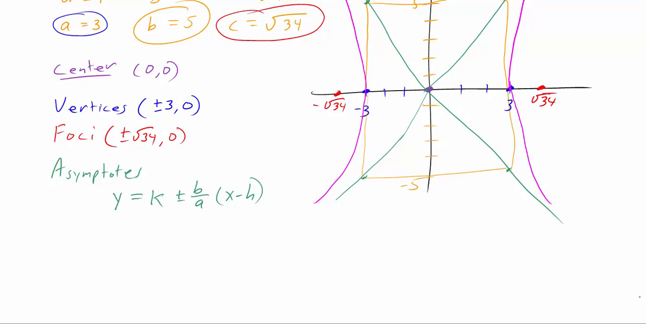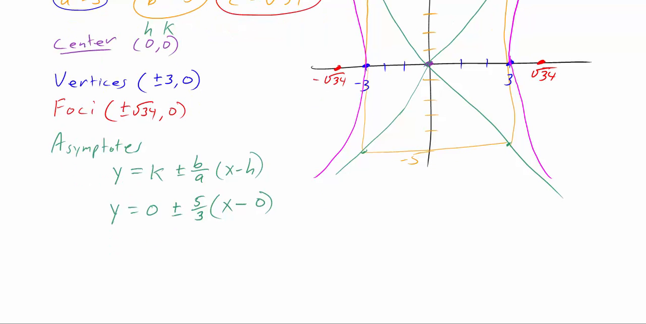So all we have to do now is plug in for k, h, b, and a. So we know our k value up here, the center is h and k, and that's the origin, so k is 0. Our b value is 5, a value is 3, and the h value is 0. And we have our two equations for the asymptotes. Now, of course, we can eliminate the 0, so we would simply have positive or negative 5/3, and x minus 0 would simply be x. So here we have plus or minus 5/3 x as the two equations for the asymptotes.